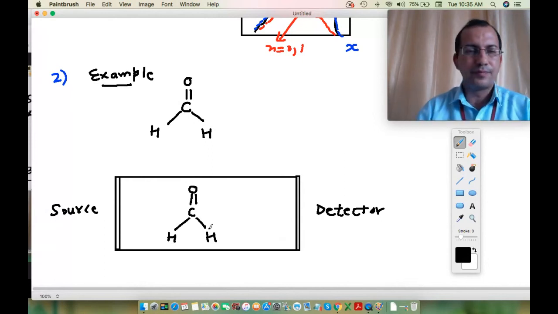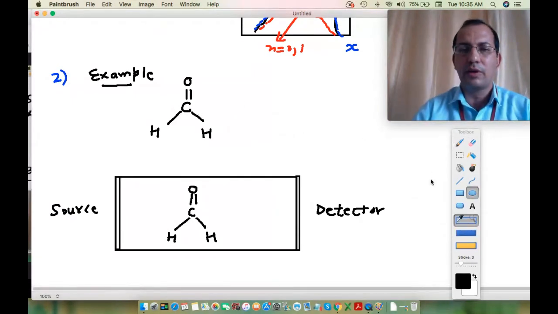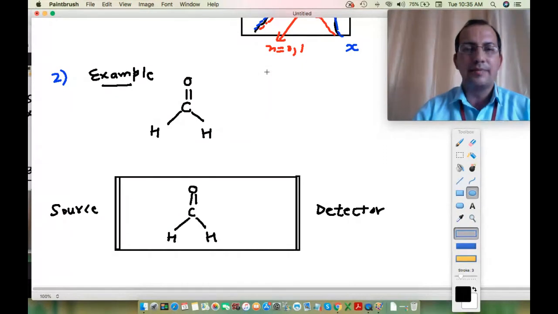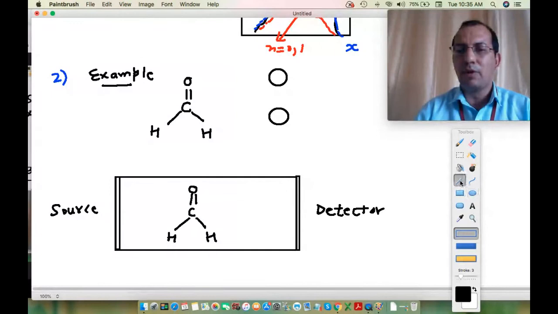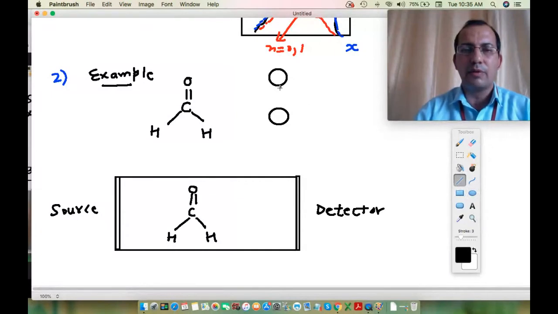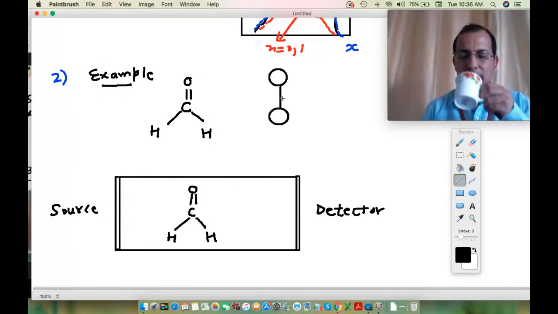Now let's say we can approximate this molecule like this. I would like to put O like this, and C also like this. And the double bond, I would like to replace with a single bond. Then it would be easier to understand how it works.